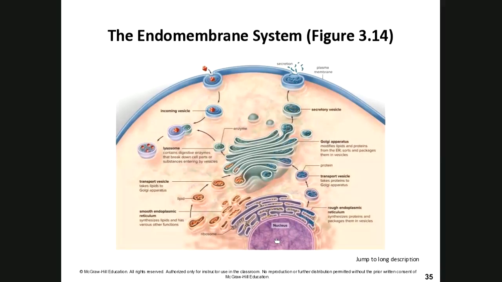So the instructions are coming out from that nucleus, and attached very intimately with the nucleus is the rough ER studded with those ribosomes that make their different types of proteins. The molecules that are made are then shipped and transported by transport vesicles to the Golgi apparatus, where it will refine the materials and then reship them to either be secreted outside of the cell.